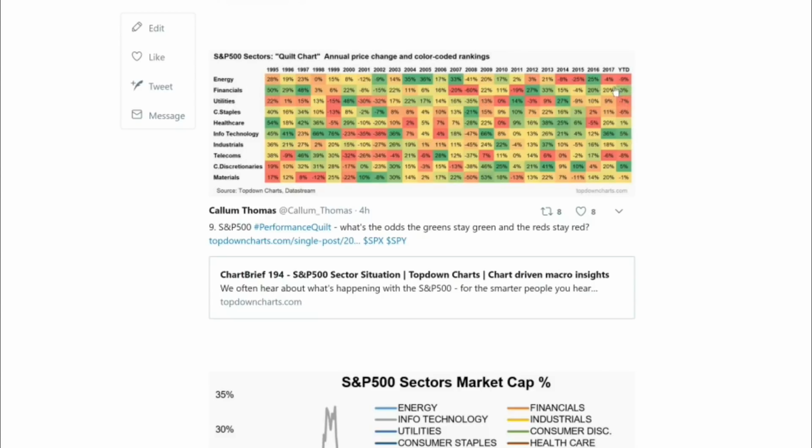And I guess the ones to look at or think about there might be energy again. Very interesting setup in energy. And IT on the other end. So that's one to think about.